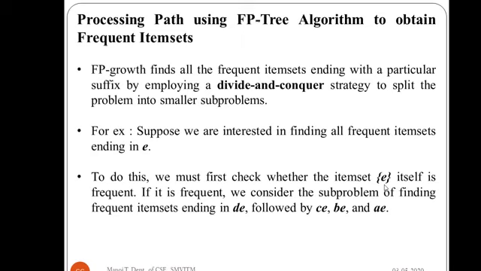So if item E itself is frequent, then we can consider the subproblem of finding frequent item sets ending in DE followed by CE, BE, AE. Like that we can move on. So please remember, here we are taking a specific example of finding frequent item sets ending in E. A similar idea can be used for finding the frequent item sets ending in D, C, B and A.